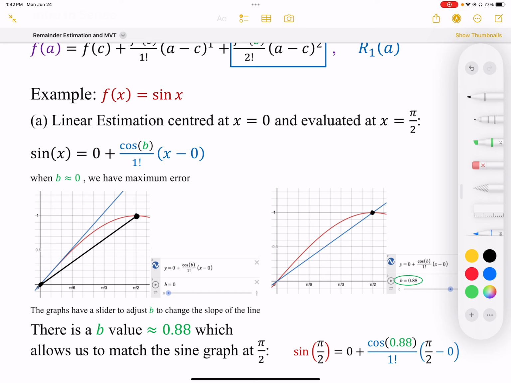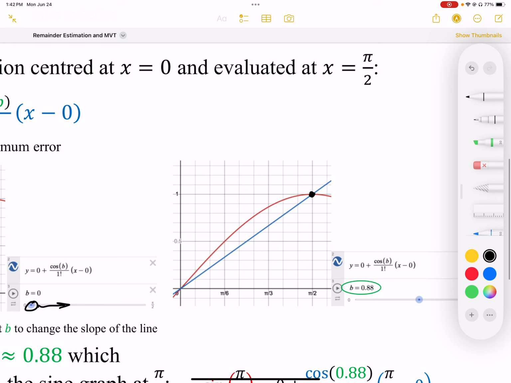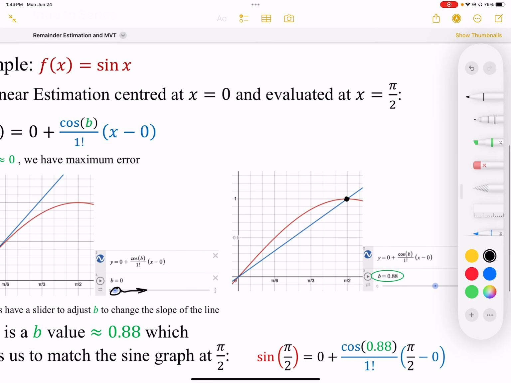Now, if we change that b value, I've got a slider on here that I can move left and right. If I move it to 0.88, which is what I've done over here in the second picture, you can see that it's pretty close to the right b value, because this term here is going to give me the right linear slope to get me from the center 0 to the point A that I'm estimating at pi over 2.